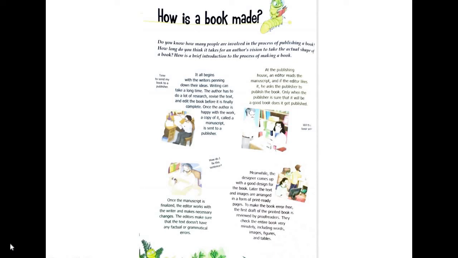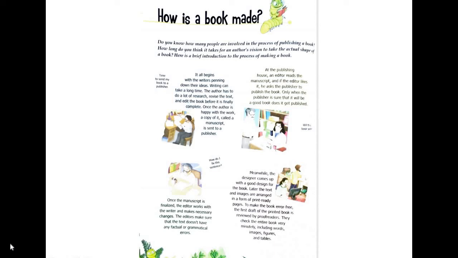And once the manuscript is finalized, when it is finalized that yes, this book is going to be published, the editor works with the writer and makes necessary changes. Now the editing goes on. If the editor feels like making a change, he changes certain things to improve it. The editors make sure that a text doesn't have any factual or grammatical errors. The editor very precisely cross checks it and makes sure that there is no mistake.